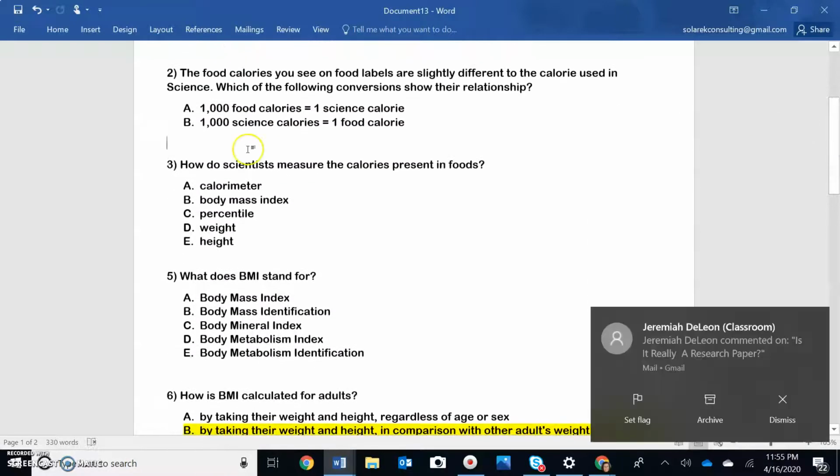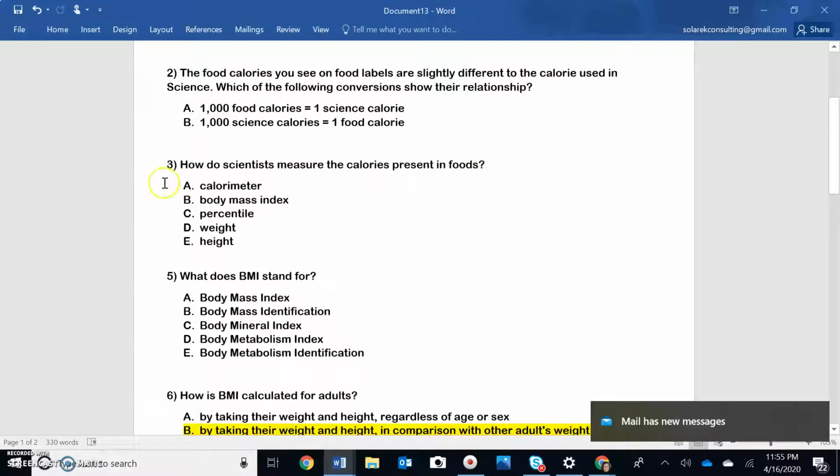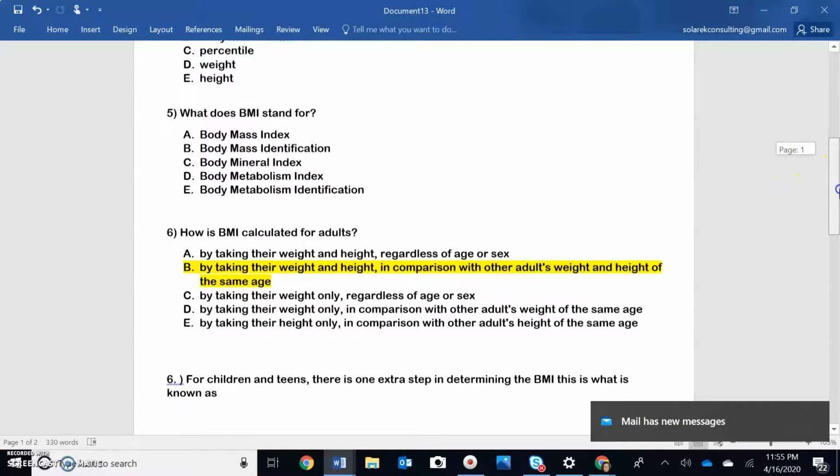Now we come down here and we take a look at this. How do scientists measure the calories present in foods? Oh, we already did that, the calorie meter. Okay, so now we go to the next one.